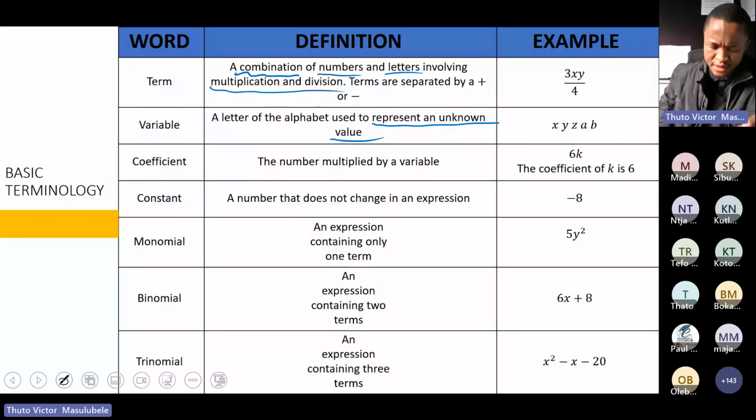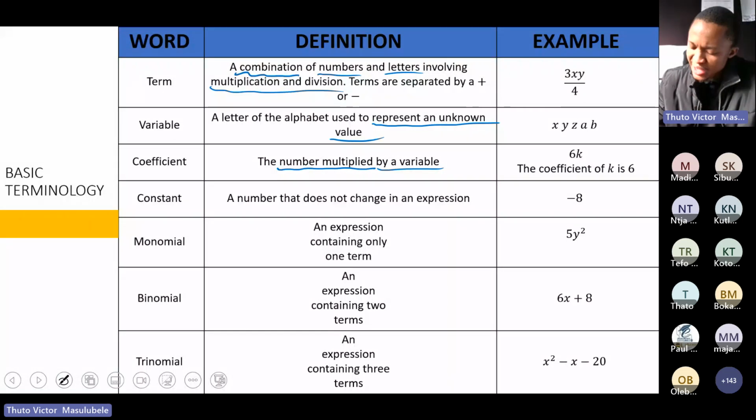Remember, we use variables to represent an unknown value. What about a coefficient? What is it that we speak about when we refer to a coefficient? Well, a coefficient is a number multiplied by a variable. So if we analyze this particular term here, which is 6k, and we need to know what is the coefficient of k, the coefficient of k will be 6 because it is the number that is being multiplied by the variable.